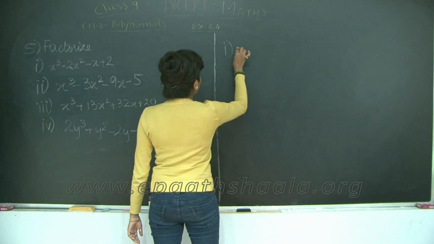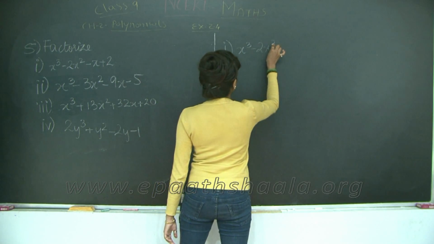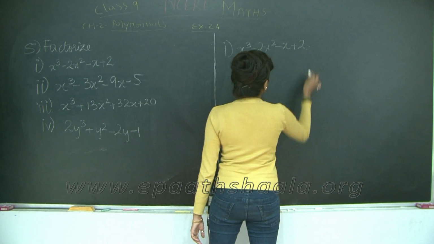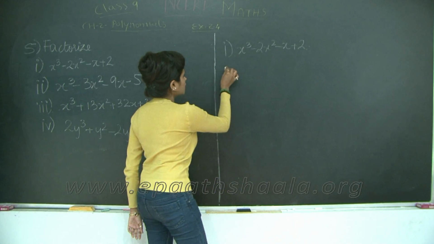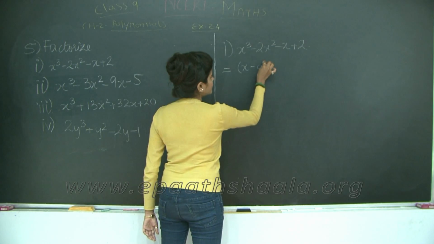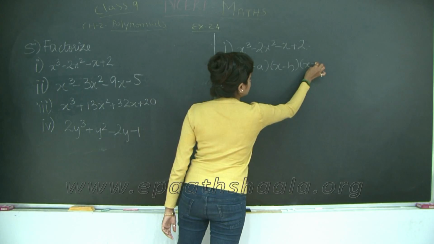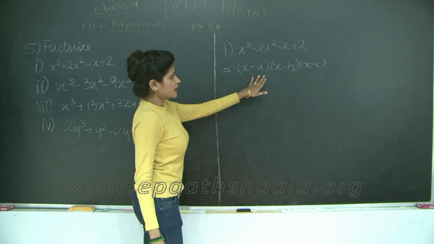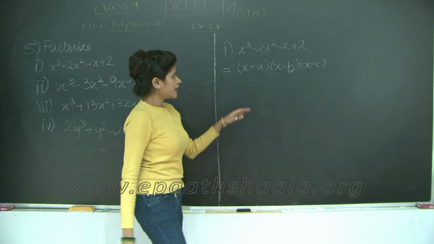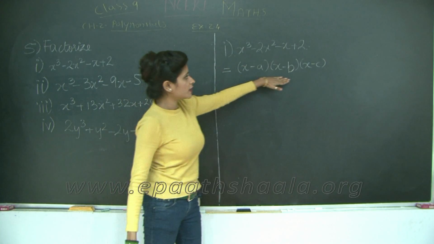I have x cube minus 2x square minus x plus 2, right? So this can be written as x minus a, x minus b and x minus c, where a, b and c are any real numbers, right? So this is to show that since it's a cubic polynomial, it will have 3 roots.